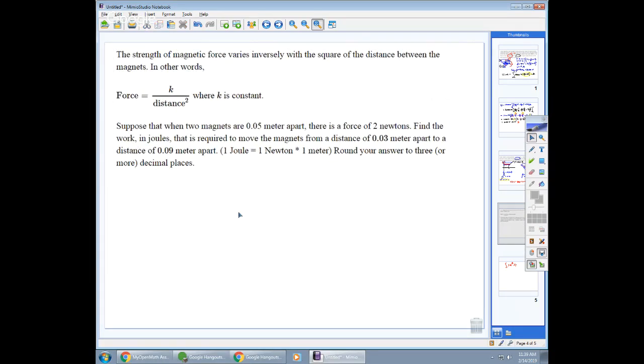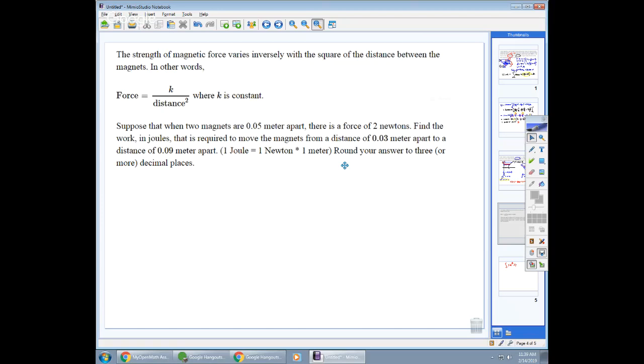Okay, now, the problem is you don't always have the force constant, so you have to calculate that sometimes. So they gave me some information to try and calculate it. They're saying, suppose when the two magnets are 0.05 meters apart, so about 5 centimeters apart, the force between them is about 2 newtons. So let's say you're trying to push them together. If we took a force meter, at the moment they were 5 centimeters apart, it would measure 2 newtons.